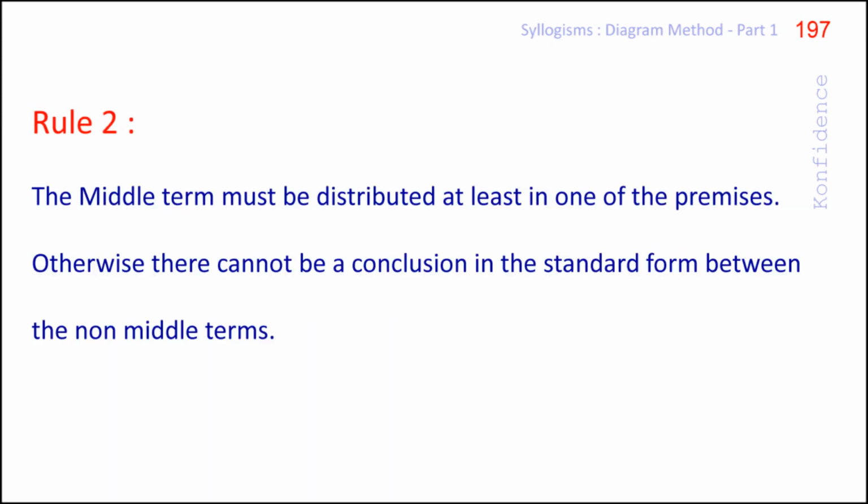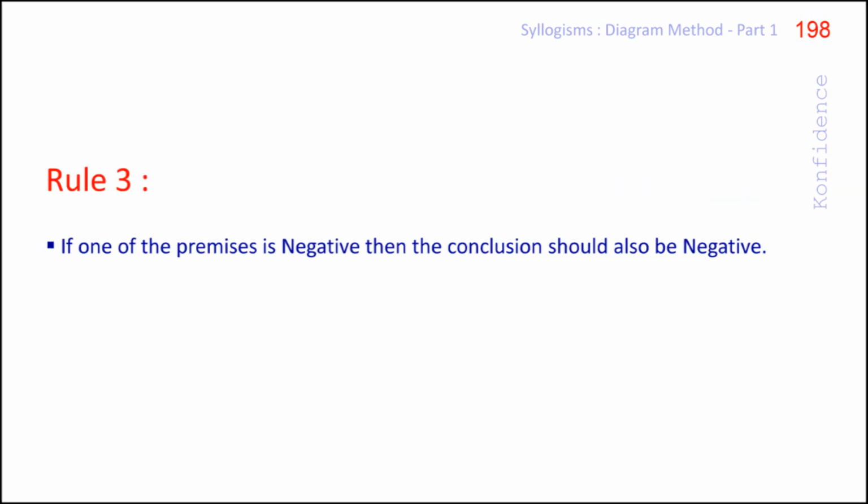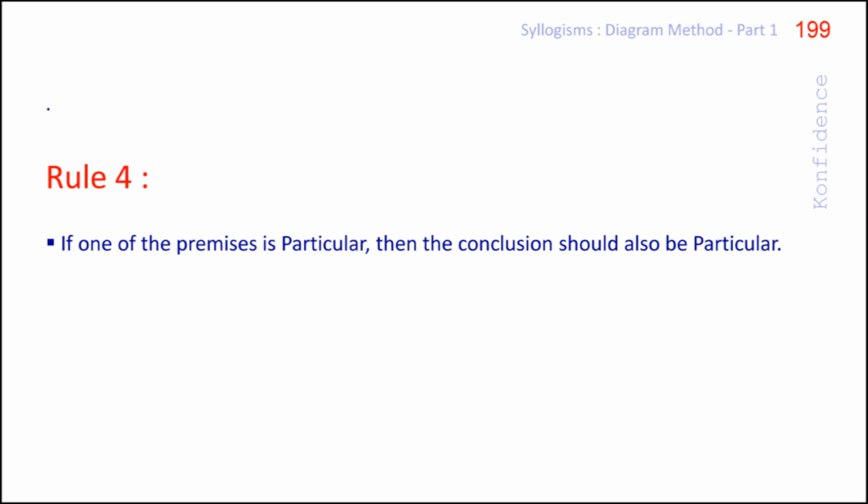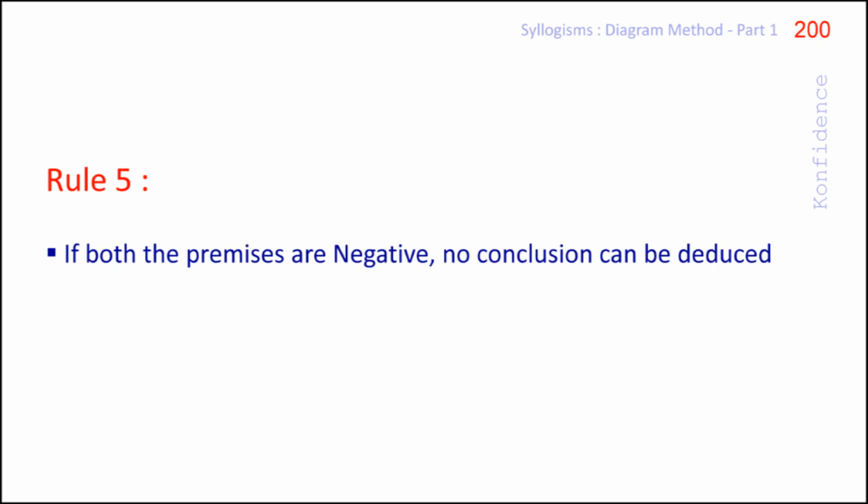Rule 2: the middle term must be distributed at least in one of the premises. Otherwise, there cannot be a conclusion in the standard form between the non-middle terms. If one of the premises is negative, then the conclusion should also be negative. If one of the premises is particular, then the conclusion should also be particular. If both the premises are negative, no conclusion can be deduced. If both the premises are particular, no conclusion can be deduced.